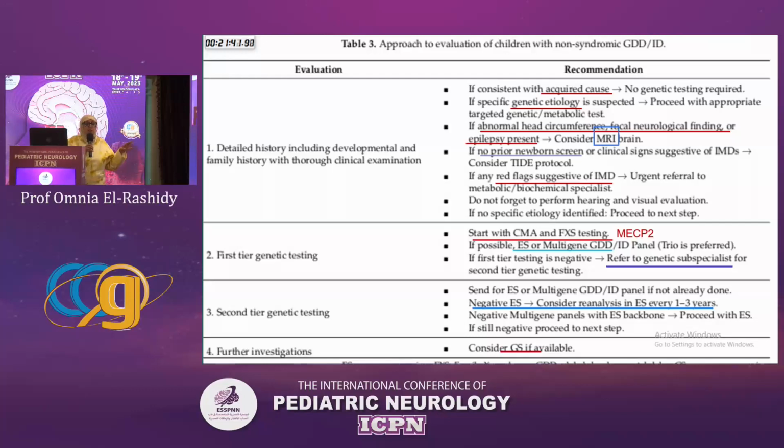Again, why in Egypt do we go to whole exome and not panels? Because panels again are expensive and we may miss a disease. That's why we go to whole exome, because the patient is paying. It is difficult for us, even with insurance, to do both. So we are not following the normal algorithm or the guidelines because of our country's condition. So you must take care of that.